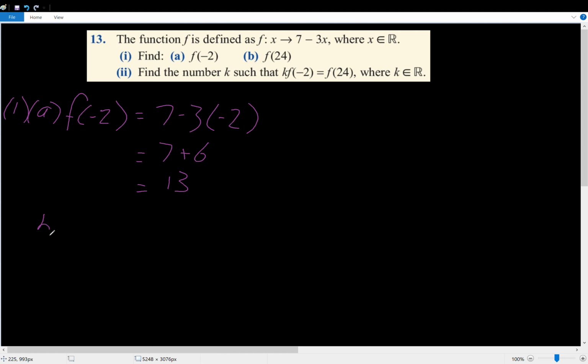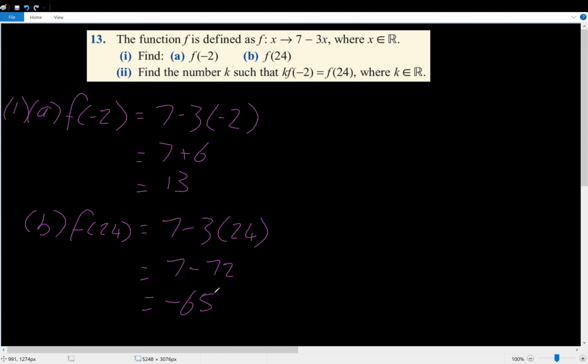And then if we do part b, f of 24 is what we get when we put 24 into the equation in place of x. So it's going to be 7 minus 3 times 24, which is 7 minus, and 3 times 24 is 72. So that's equal to 7 minus 72. So it's going to be minus 65.